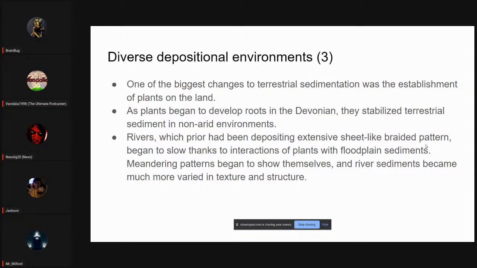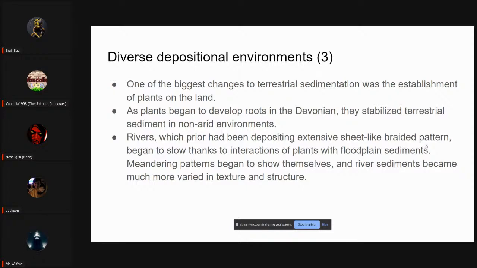And so the rivers began to meander, similar to what you see on modern floodplains, with those slow, coiling, snake-like patterns. They would slowly meander left and right across wider areas, and they would deposit wider sediments, but much more varied in texture and structure. You would start seeing many more cut-and-fill structures, for example, or abandoned channels. And it led to our rivers being very different from what you see prior to the development of plants. This pattern continues, especially up into the Carboniferous, where we see the most meandering rivers.